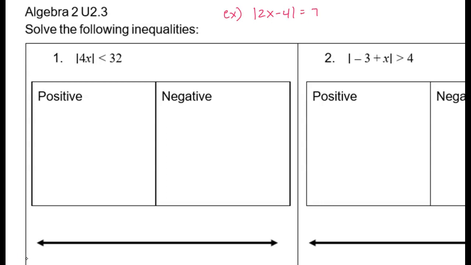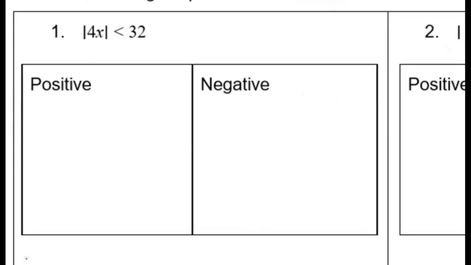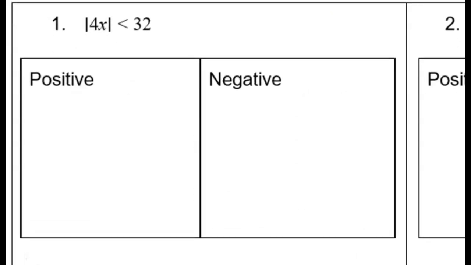Now, as for solving, not much is different from last class. We're still having to account for both the positive and negative version of this absolute value, but we're going to have a few more steps included in this process. So now if we look at number 1, we have the absolute value isolated. The absolute value is all by itself.